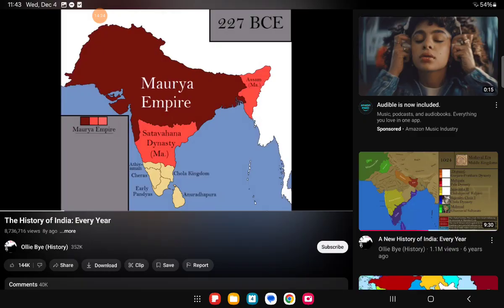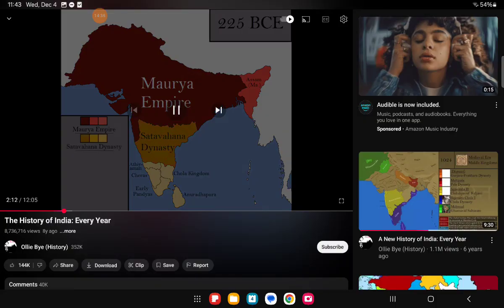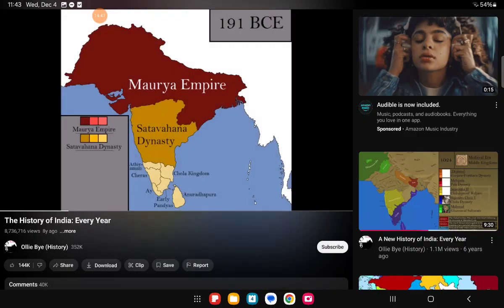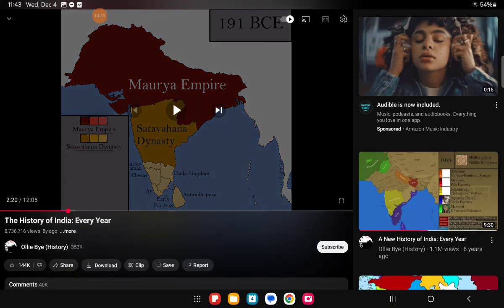Oh look, the Tamil kings are now independent, and the Satavahana dynasty was created. It seems to be a Maurya vassal state. And now it's independent. And now it's trying to take some land from the Mauryas. In fact, I think the Mauryan Empire is when we have our first certain piece of writing from India.